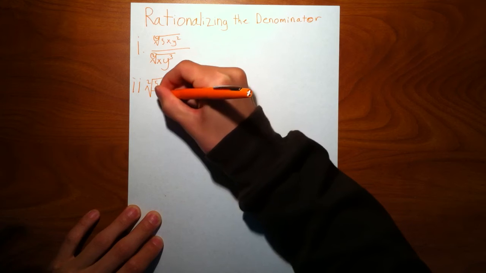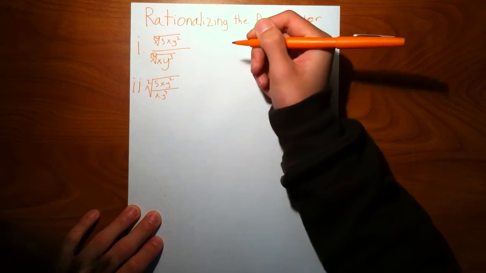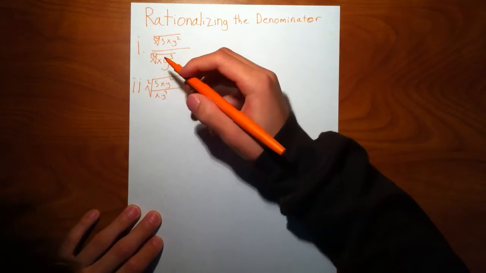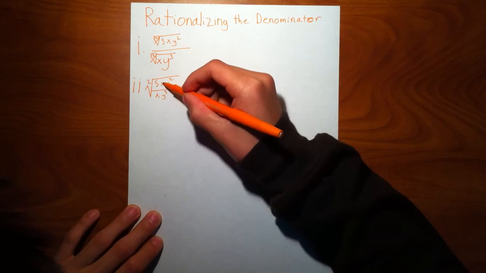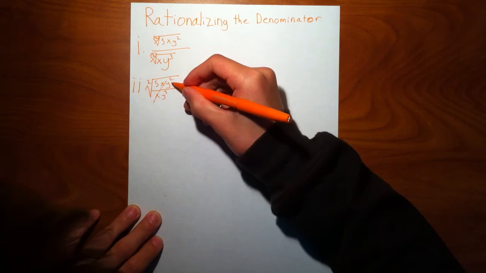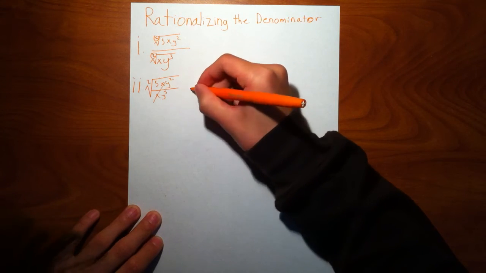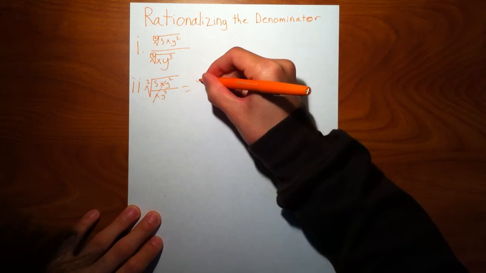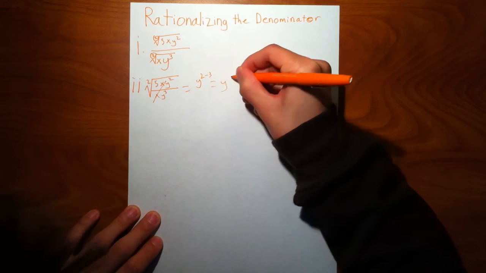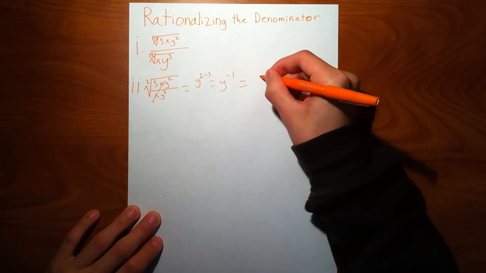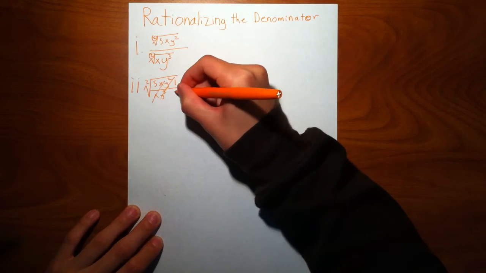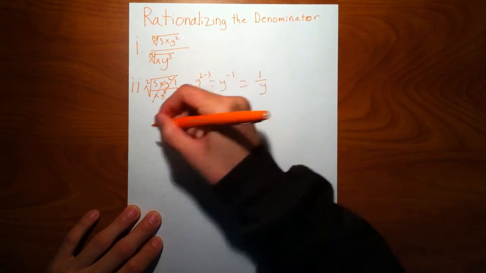5xy squared over xy to the third. So now that we have this, it's easier to simplify. So I can see that there are two x's, 1x over an x. That equals 1, so I can just cross it out. I can see that y squared over y to the third is the same thing as y to the 2 minus 3, which is the same thing as y to the negative 1, which is the same thing as 1 over y. So we can cross this out and put 1 over y.